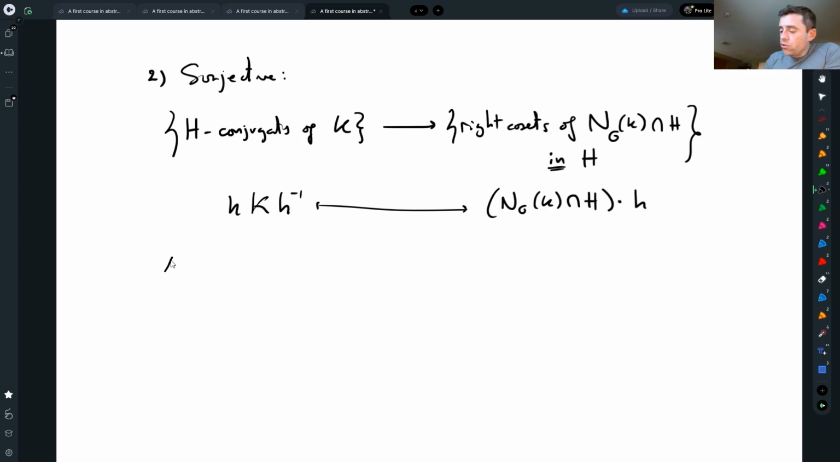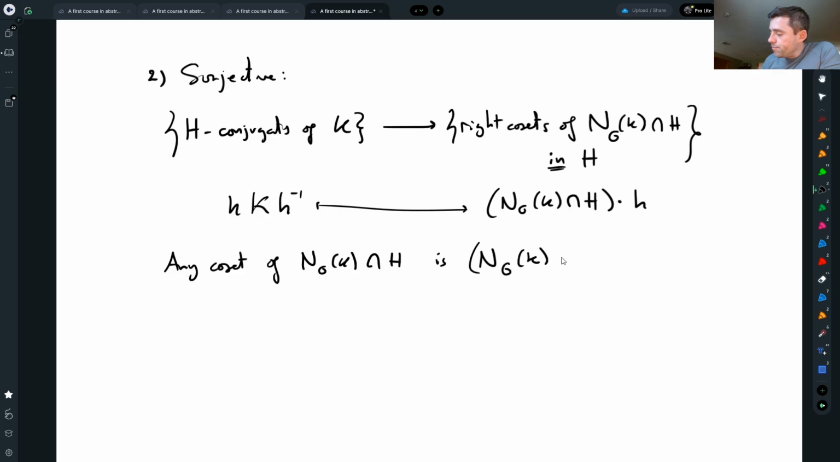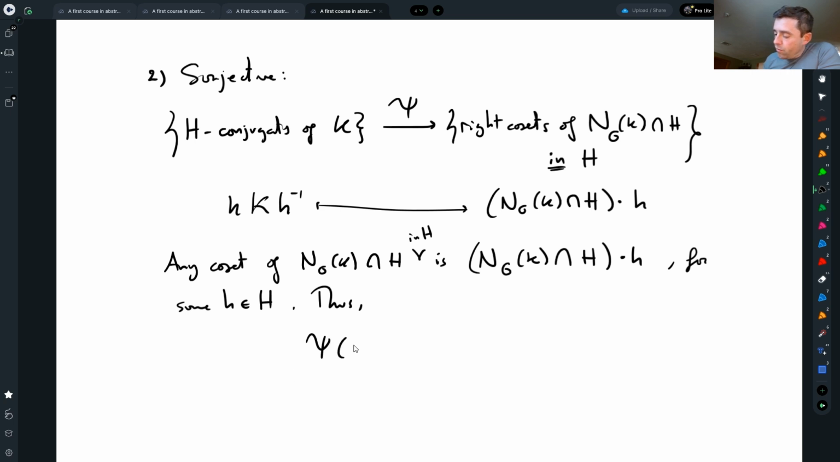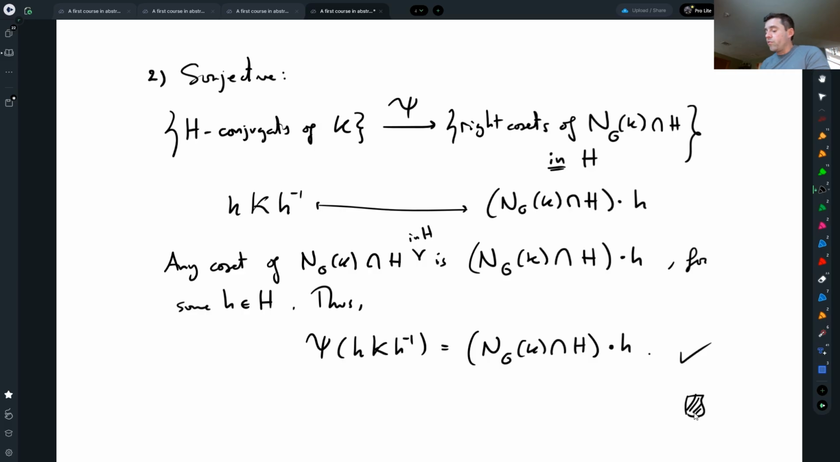It is surjective because any coset of this in H is exactly this times h for some h in H. Any coset of this in H is one of those, and thus, if I call this map psi, psi of the conjugate by h will map precisely to that coset, and I get surjectivity. So that proves that it's surjective and concludes the proof of my lemma.